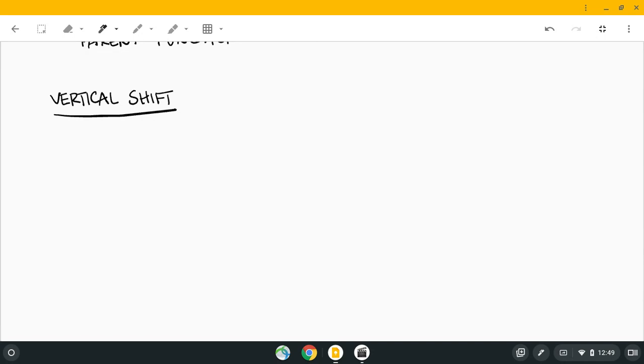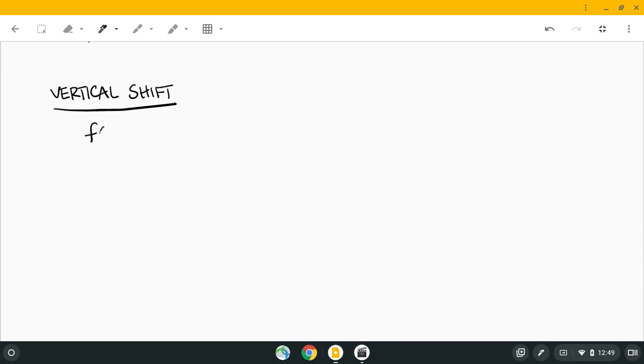And this here happens when you take your parent function and you add a constant to it, or you have your parent function and you subtract a constant from it. So like maybe you have some parent function and you add 3. Okay, so if you add this constant to it, then it shifts your function up c units. If you subtract c, then it shifts your graph or your function down c units.